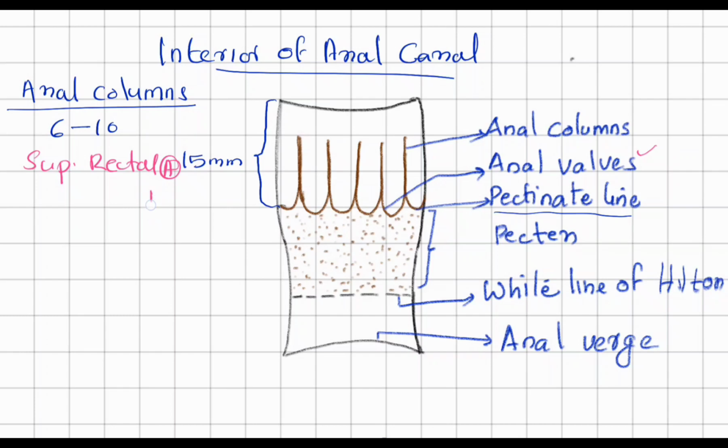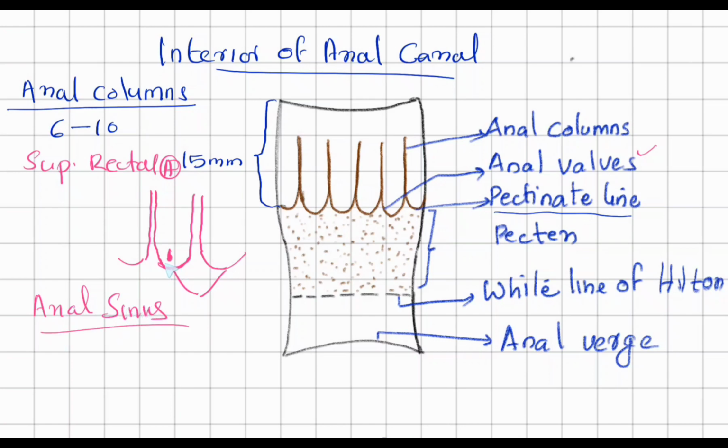So here this is the longitudinal mucosal fold. This is one mucosal fold, and this is another mucosal fold. The adjacent mucosal folds are connected like this. So this connection is known as the anal valve. So these all are the anal valves. This anal valve has a free margin, and here there is a cavity inside. This cavity is known as the anal sinus.